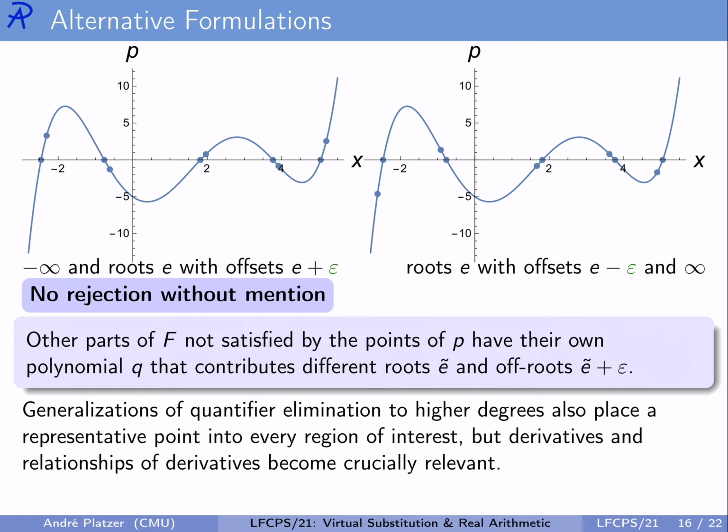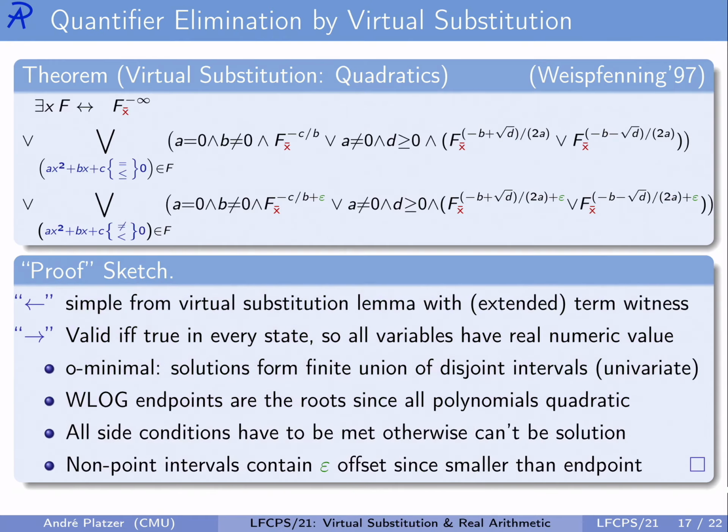By the way, notice that generalizations to quantified elimination of higher degrees also do this kind of thing. They place sort of representative points into all of those intervals. But it does then become more complicated because you cannot just write them down of nested higher root expressions, for example. So you need to look at derivatives and relationships of derivatives to figure it out appropriately.